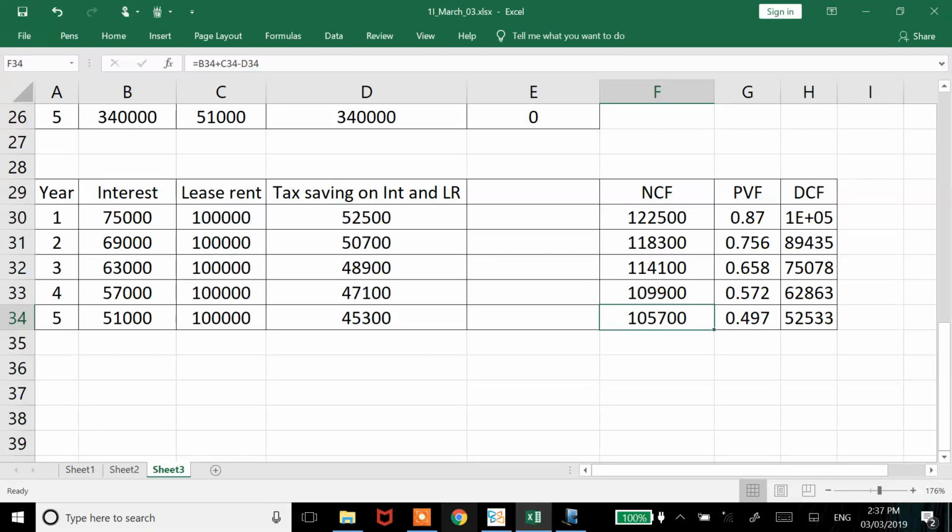So what you are required to pay out of pocket is interest and lease rent. Lease rent will be the entire 1 lakh. Why do I write 1 lakh? So that I calculate the correct tax benefit. If you write 60,000, you'll end up making a mistake on the tax benefit side.